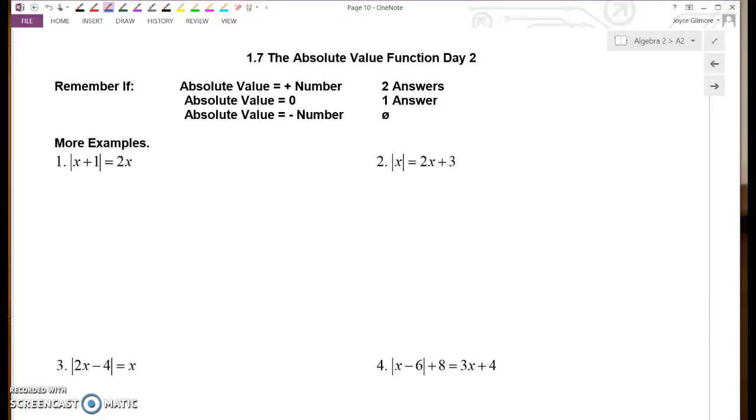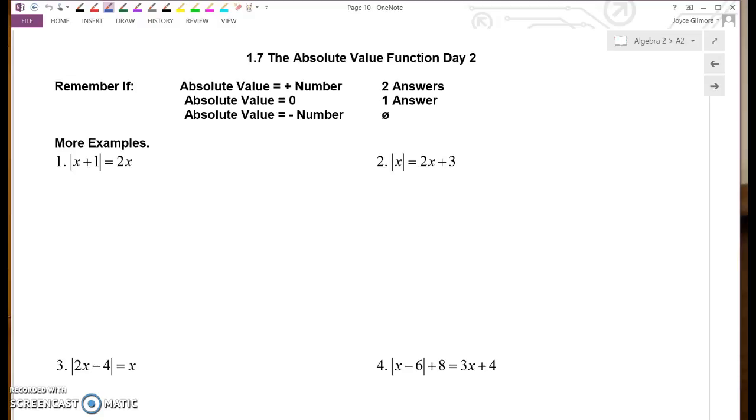With absolute value equations, remember that there can be two solutions, there can be one solution, and sometimes there's no solutions. Today we're going to continue with solving absolute value equations. The only difference is now we're going to have variables on the right side of the equation. And that kind of throws a wrench into things, but we can deal with it. So, the equation is the absolute value of x plus 1 equals 2x.